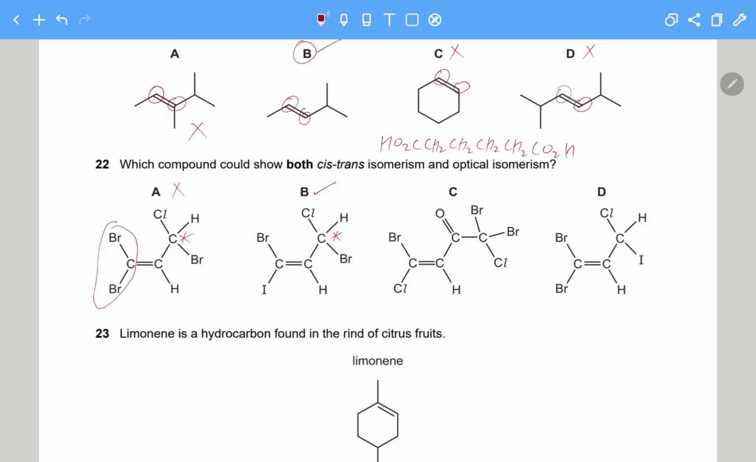Let's look at C. There is no chiral center in this molecule, because as you can see, there is no carbon atom attached to 4 different groups, and therefore C cannot be the answer.